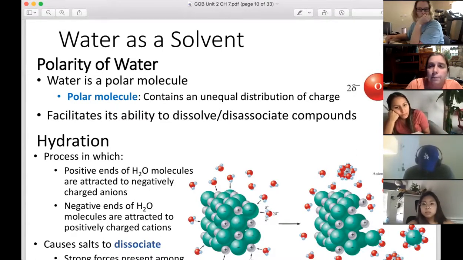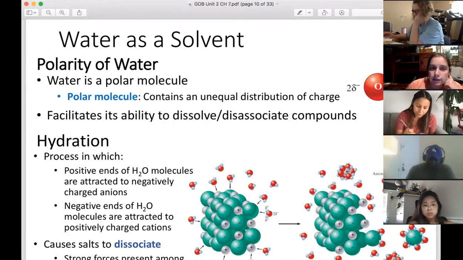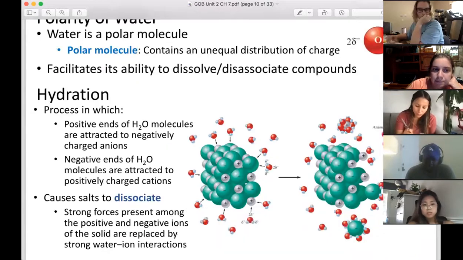And because of that, it's got this bent shape, right? And when we have this bent shape, that means I could take a knife and cut down this side of the molecule, and I'd have a slightly negative head and a slightly positive tail. Because of that, the overall molecule is polar, right? There's a positive side to the molecule and a negative side. And that allows it to really facilitate dissolving things and dissociating things.